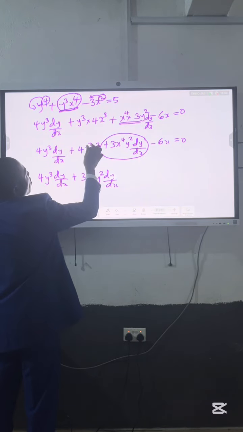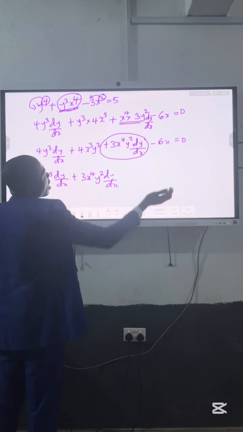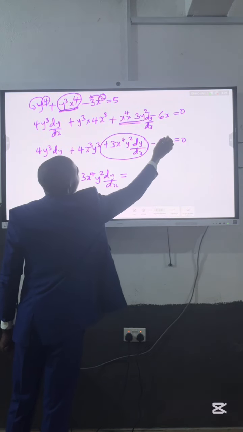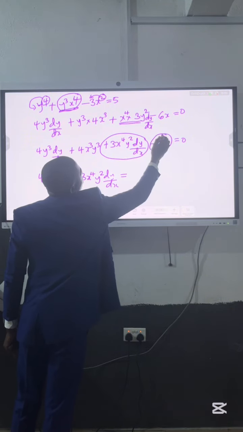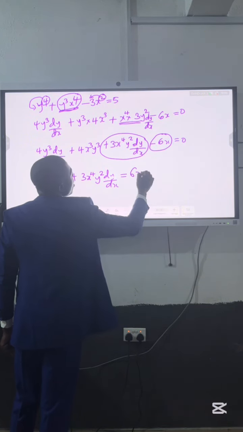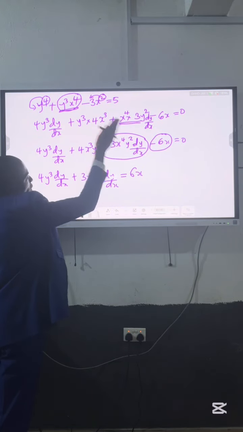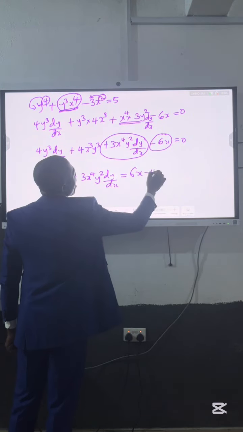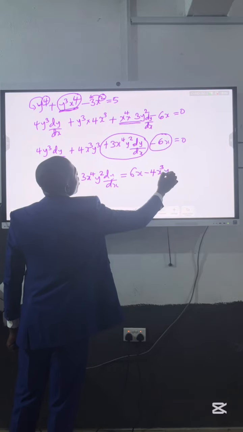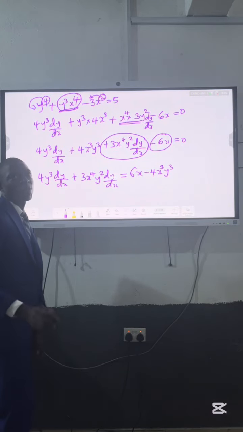So this one that does not have dy dx, separate them and take them to the other side. So move this one first. This one that has the minus, move it over, you're going to get 6x. Alright, after that, move this one over to the other side, you're going to get minus 4x to the power of 3, y to the power of 3. I hope you are following.